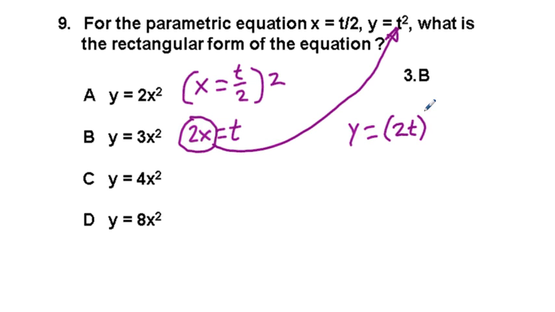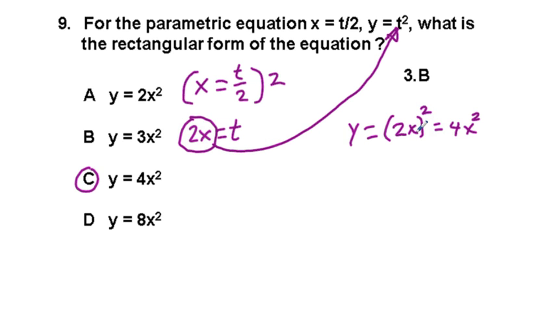So we have y equals t squared, and I misplaced that, I should be putting 2x squared. So 2 squared is 4, x squared is x squared. So y equals 4x squared. That's going to be answer choice C.